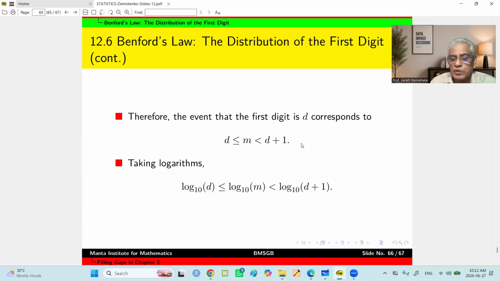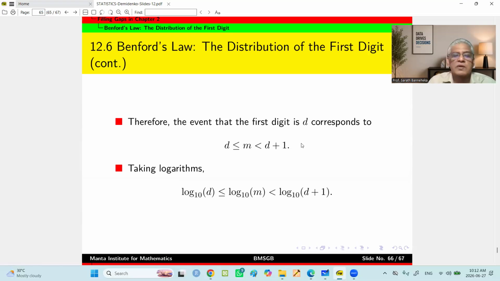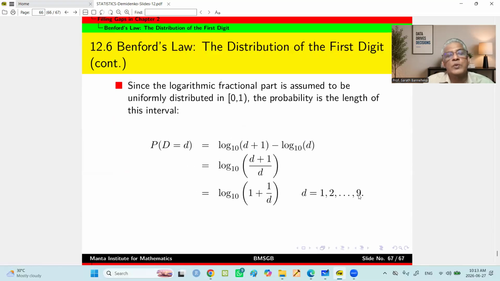But now, because we are considering the logs, we can convert this event by considering the log of this inequality, because log is a one-to-one function. We can easily get the equivalent event. If you take the logarithms, this event is equivalent to log d less than or equal to log m less than log d plus 1. So therefore, the probability that capital D is equal to simple d is equal to the probability of this event for the random variable.